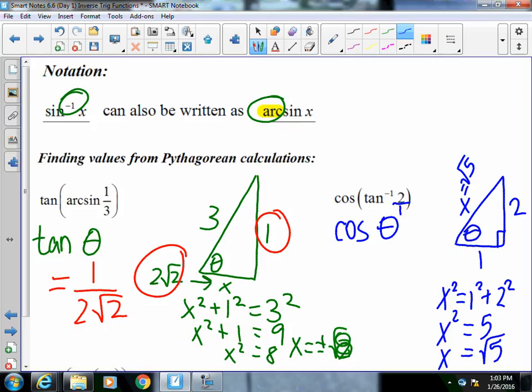So what's cosine of theta? Well, cosine is opposite over hypotenuse. Sorry, adjacent over hypotenuse, I apologize. So this is going to equal 1 over radical 5.